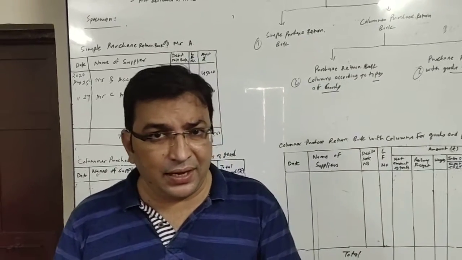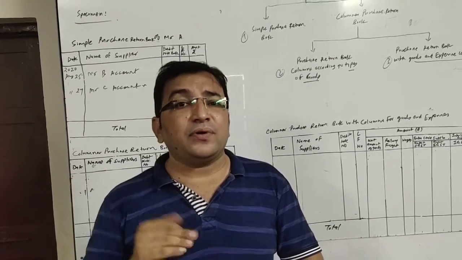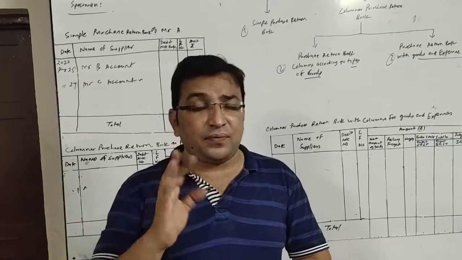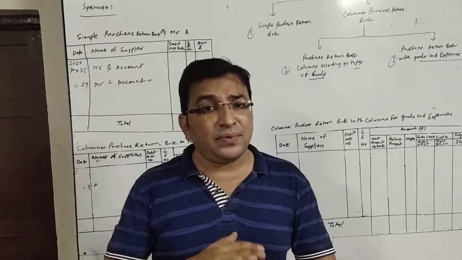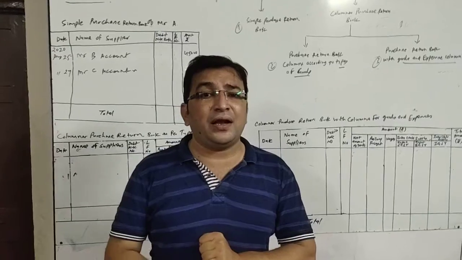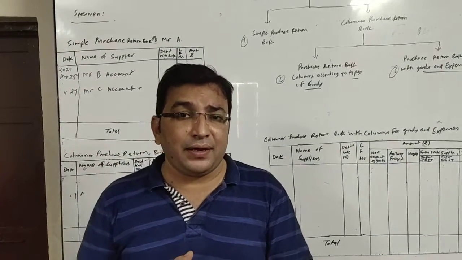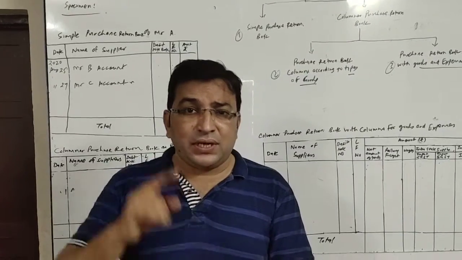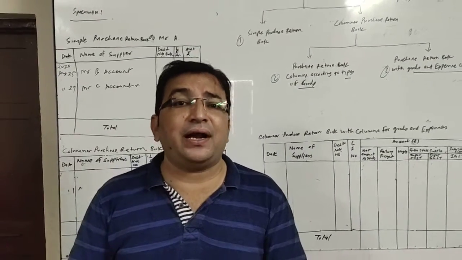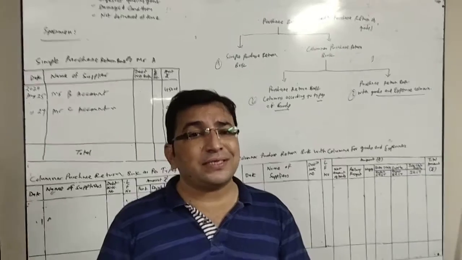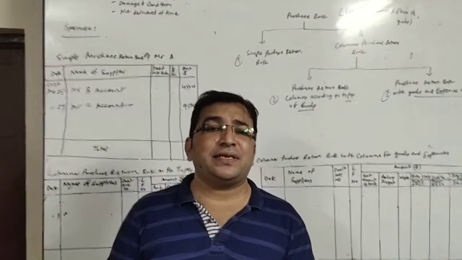We have seen earlier also that whatever goods we are selling, whatever goods we are buying, sometimes if the goods are not according to our need, according to our requirement, we are returning goods to the supplier. So out of such goods, the goods which we purchase on credit, if we are returning to our supplier, it is recorded in the purchase return book.